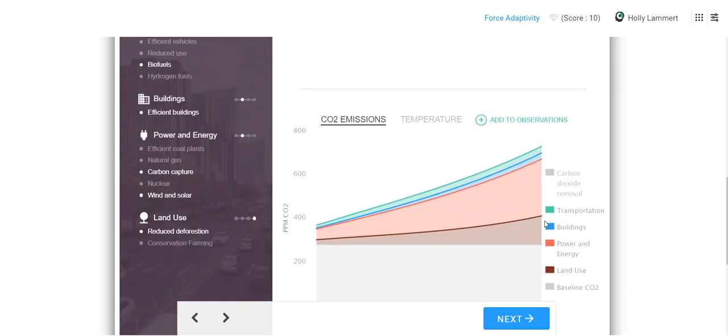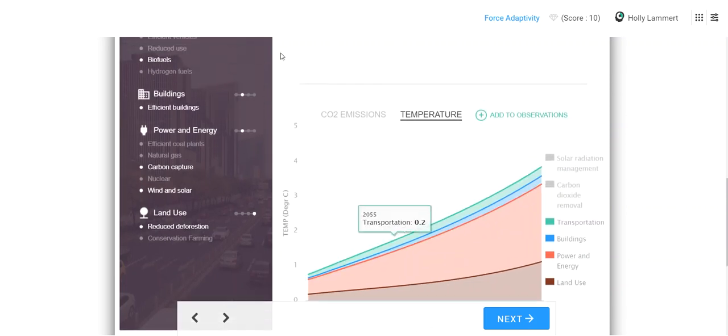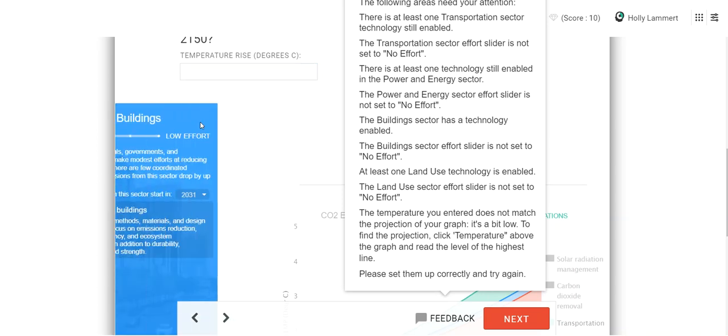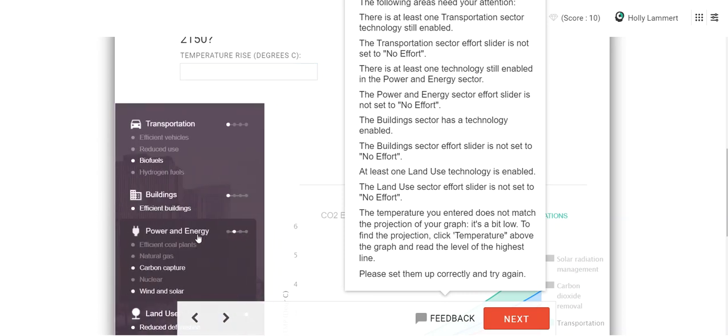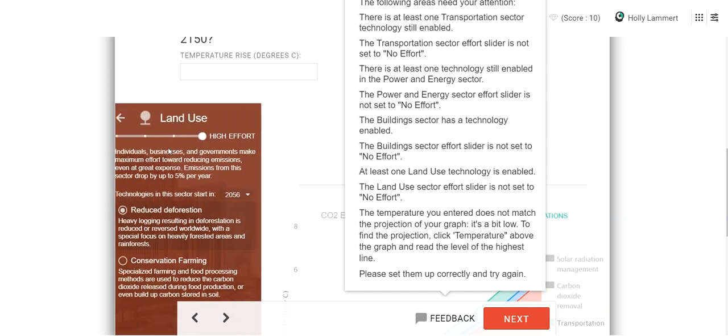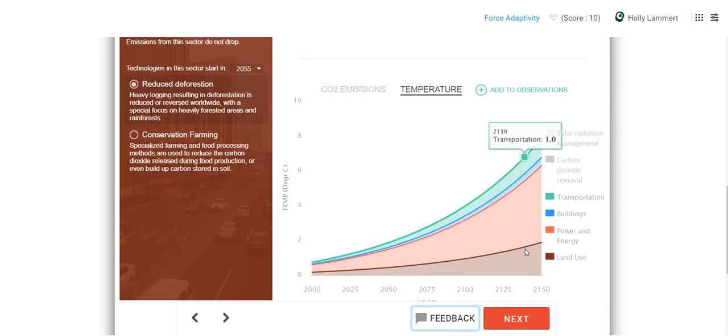Okay, so here's 2150, and let's go to the temperature graph. Your total temperature here being, we could add up all these wedges. That would give us a really accurate degree. Okay, and so you need to go through and actually set all these to no effort. Okay, and then add them all up.